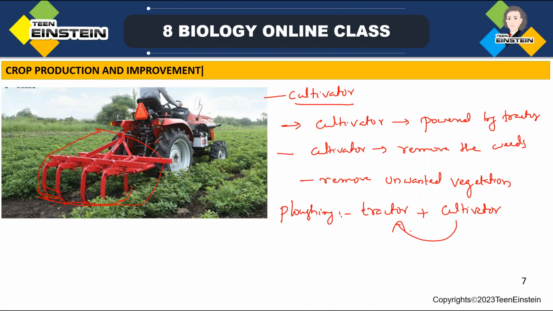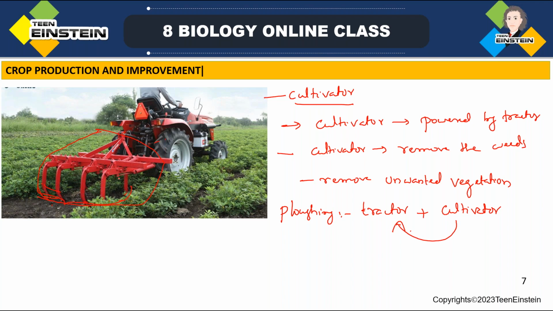And as the tractor runs, the cultivator will make the soil loose, and unwanted weeds will get removed and proper aeration will be done, right? So plowing nowadays is done with a tractor-driven cultivator. So this is the cultivator, the role of cultivator you need to write.